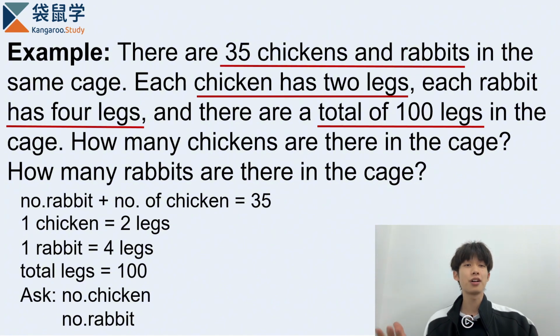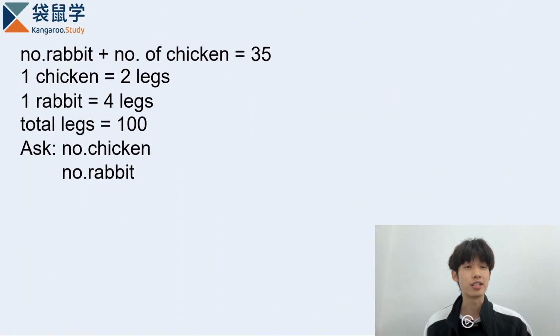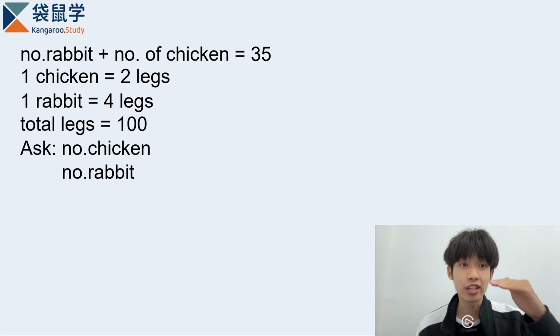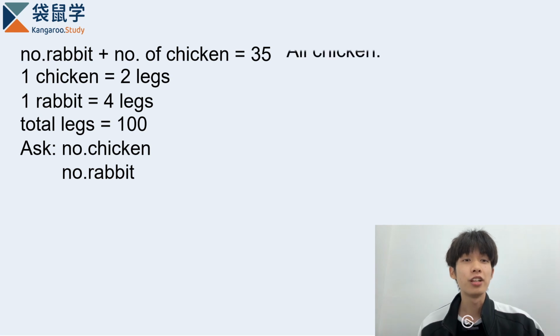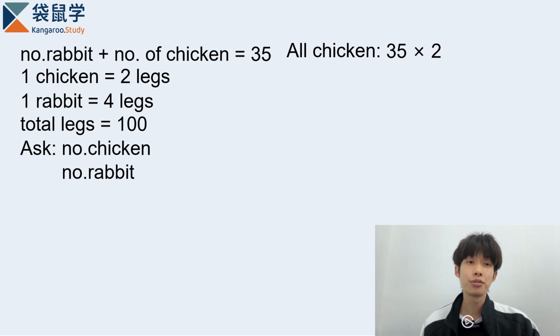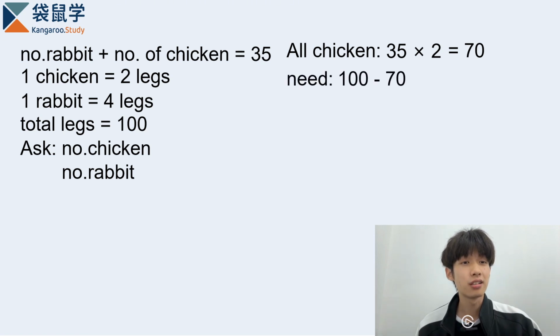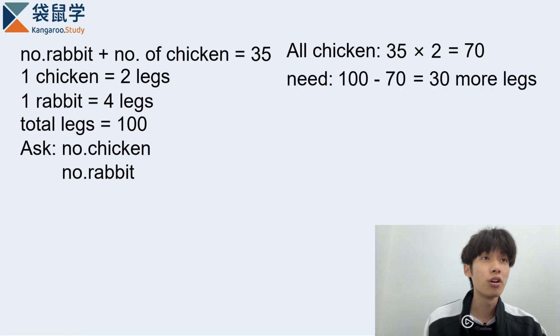And let's try to solve this problem by using all this information. Do we know the exact number of rabbits and chickens? No, we don't. So can we try to assume the 35 animals are all chickens or all rabbits? Let's try the chickens first. If they are all chickens, how many legs will they have? They will have 35 times 2 equals 70 legs. And the question is telling us there are a total of 100 legs. So how many more legs do we need? We use 100 minus 70, which gives us 30 more legs.